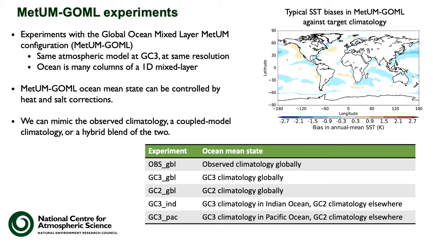So we've run 5 experiments with this GOML model. One where we use the observed climatology globally, taken from 30 years or so of ocean observations. One where we run with the GC3 ocean climatology globally, one where we run with the GC2 climatology, and then 2 simulations where we blend the two, and we use GC3 either in the Indian Ocean or the Pacific Ocean, while we use the GC2 climatology in the other ocean basins.